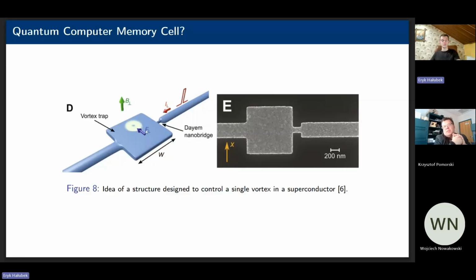box, we observe that it generates quasi-particles, which are electrons in this case, because naturally free electrons are not observed in a superconductor, so that's why we call them quasi-particles. And these quasi-particles then lead to heating of the structure, which is observed by the nanothermometer, by this dime nanobridge. That's how we know that the vortex is expelled.